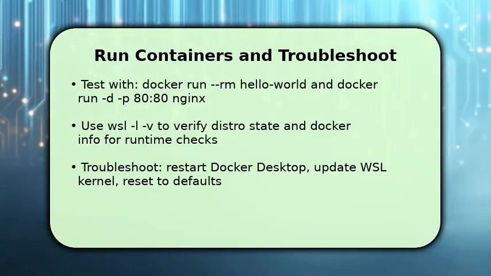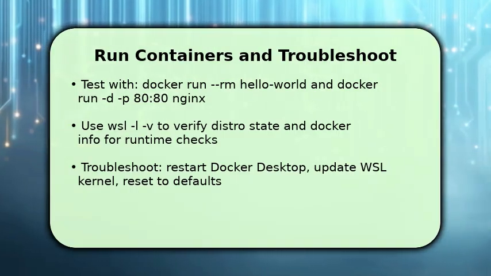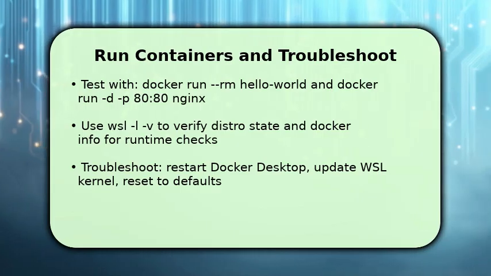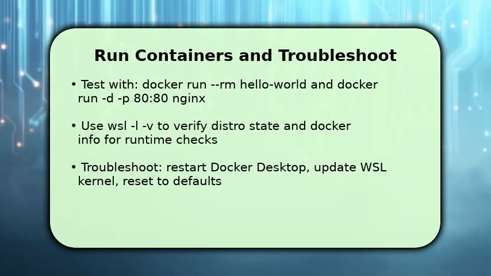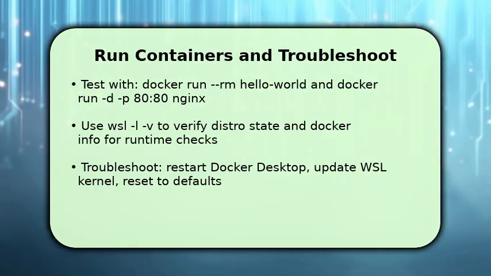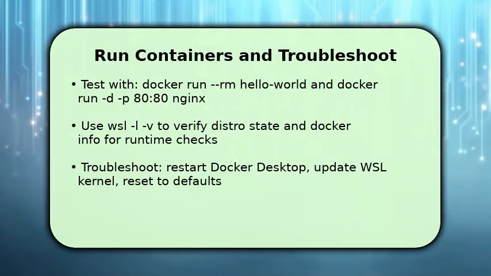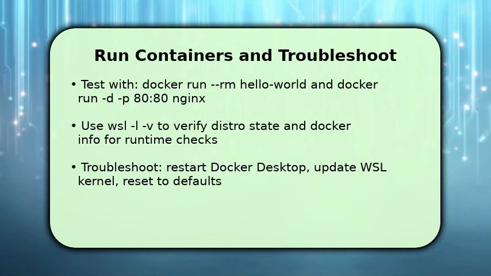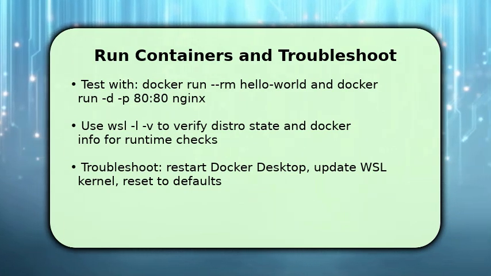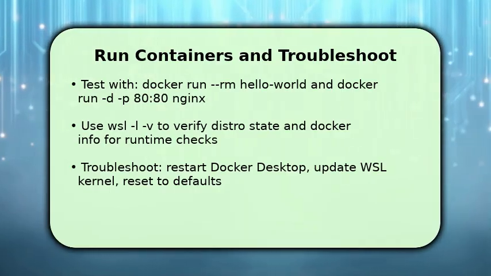If something fails, use wsl -l -v to verify your distro is running WSL2 and run docker info to inspect the backend and resource usage. If containers won't start, restart Docker Desktop and your WSL distro. Make sure the WSL kernel package is up to date. One key tip: if issues persist, reset Docker to factory defaults before reinstalling to clear configuration problems.